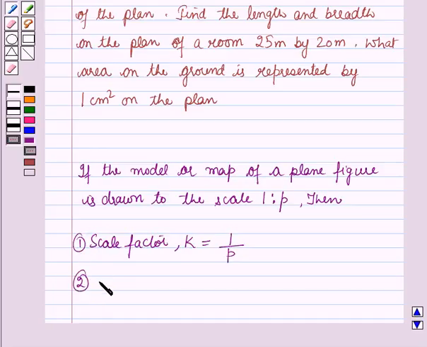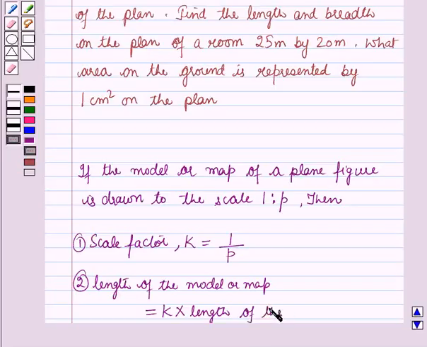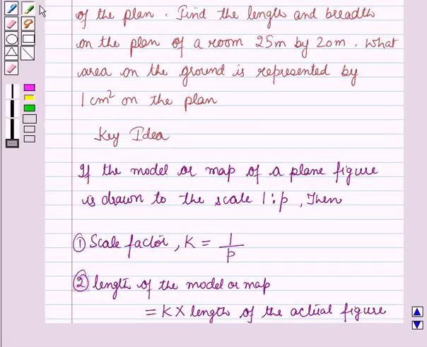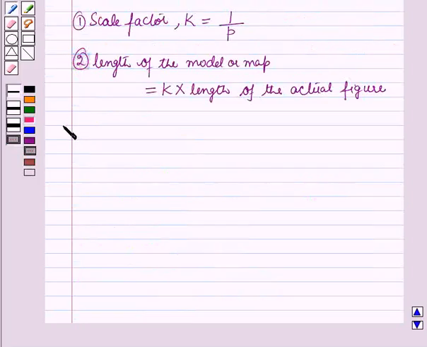and length of the model or map will be equal to K times length of the actual figure. Now these two results will work as a key idea for solving out this question. And now we will start with the solution.